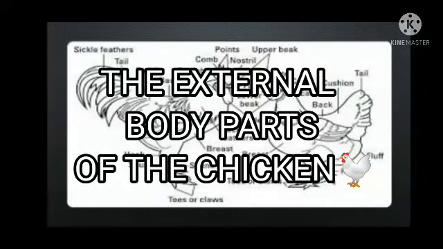Let us know first the external body parts of the chicken.